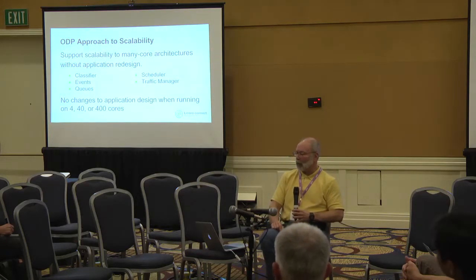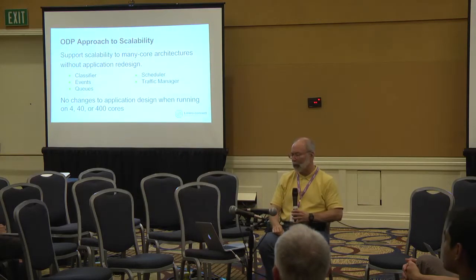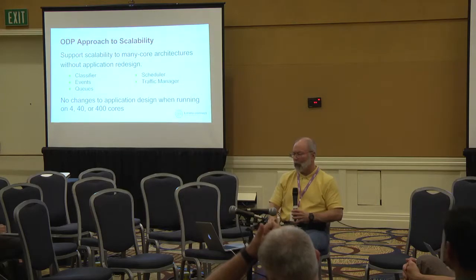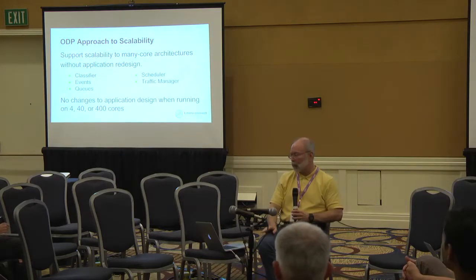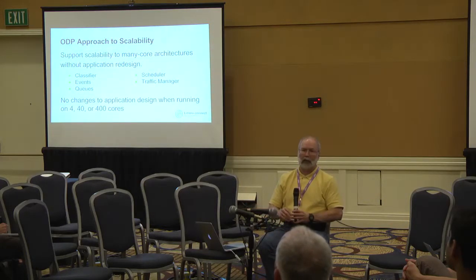And from a scalability standpoint, we're looking to scale to many-core architectures without application redesign. There are really 5 key areas of ODP that are oriented around scalability, and we'll talk about these in a little more detail. They are the classifier, event queues, the scheduler, and the new traffic manager, which is coming this year. The idea is that we want to enable an application to be written in such a way that it doesn't have to be redesigned, whether it's running on 4 or 400 cores. It's just a question of how many worker threads I create during initialization.